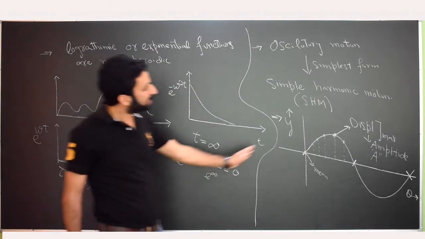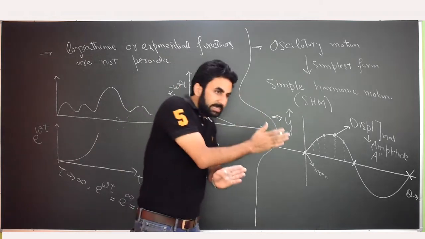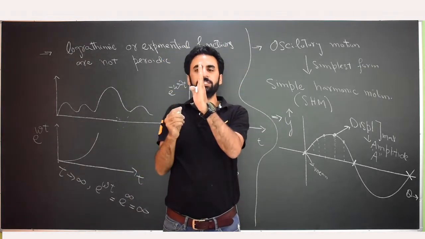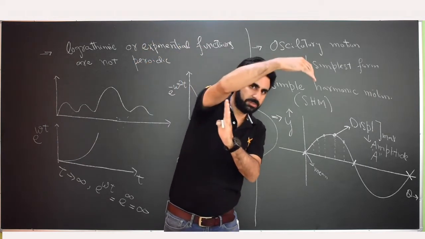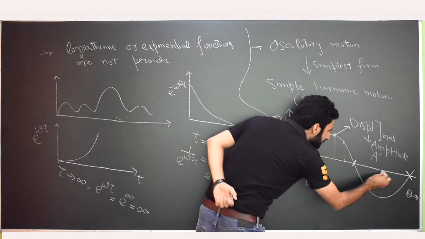Similarly, if we move to the negative half cycle, the motion of the particle in the other direction, say we have a simple pendulum which is oscillating, this is the mean position. Once the particle goes this way, we can take it as positive, and once it goes this way, we can take it as the negative cycle. So here again, the same thing is happening.